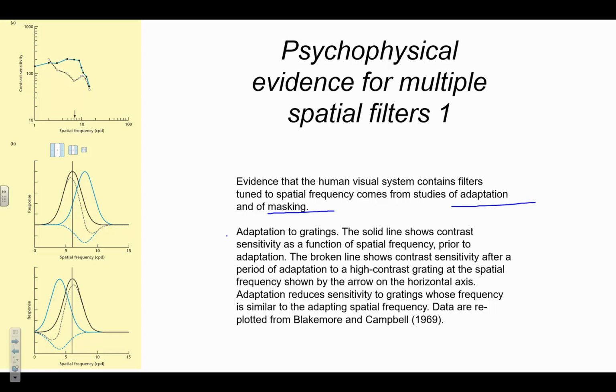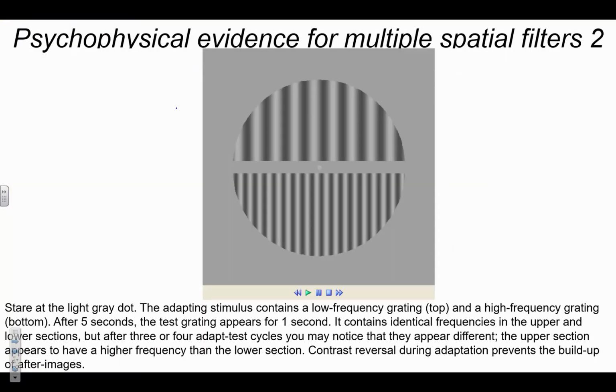If I were to make you stare for a really long time at a high spatial frequency grating, and then I tried to test you on high spatial frequencies or low spatial frequencies, you'd still do really well on the low spatial frequencies, but the high spatial frequencies you would have some trouble with because that system's been fatigued, right? Does that make sense?